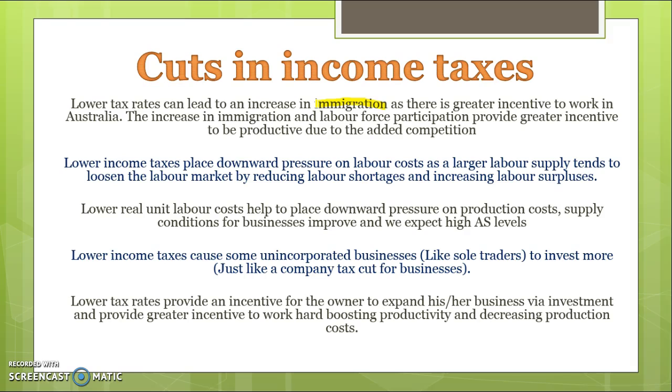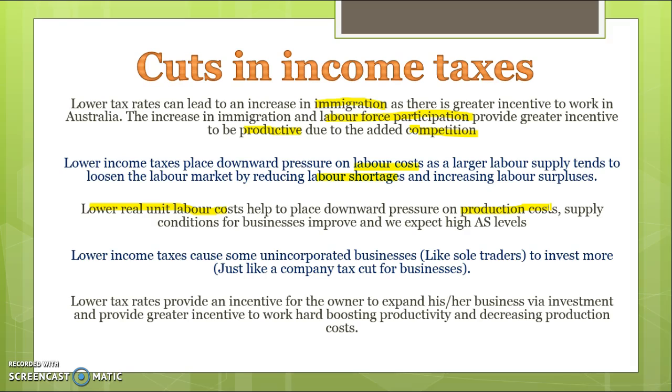So what can happen is people might get enticed to immigrate to Australia because of the idea that you're getting to keep more of your income, and then that can lead to increased labour force participation as well, because there's more people coming from overseas. That promotes competition for jobs, which helps to reduce wage pressures, and can also boost productivity, because now you're competing against people from overseas, not just Australian workers. Lower income taxes can reduce labour costs because of that increased labour supply, and that can help reduce labour shortages and therefore create more surpluses in the labour market. This would all help to reduce pressure on real unit labour costs, which will decrease firms' production costs and therefore make them more willing and able to supply.